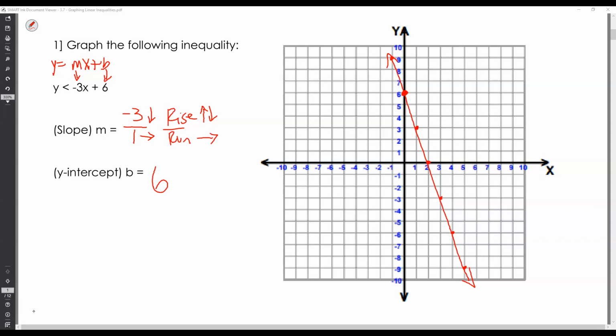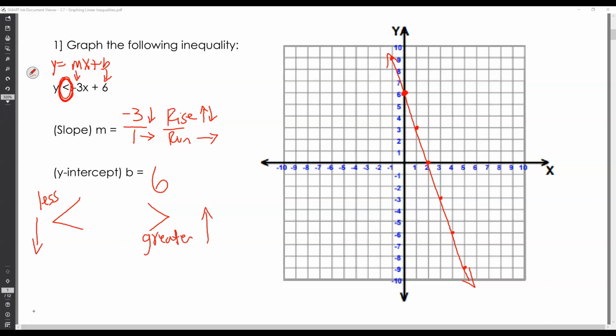But now there's a couple new things here that make this an inequality. Number one, we have an inequality sign. Oh, let me change that color. All right, well, we have an inequality sign. So less than, right? Something like this is a less than sign. Less than usually means we're going to go down. This one right here is greater. Well, greater would mean that we're going to go up.